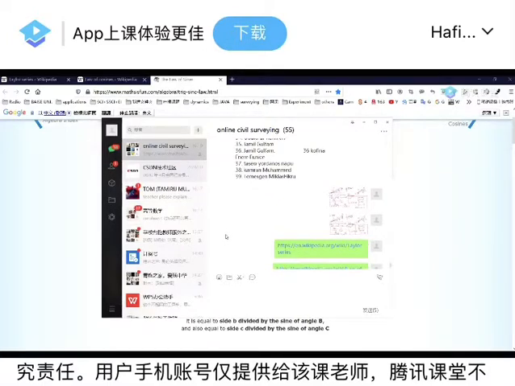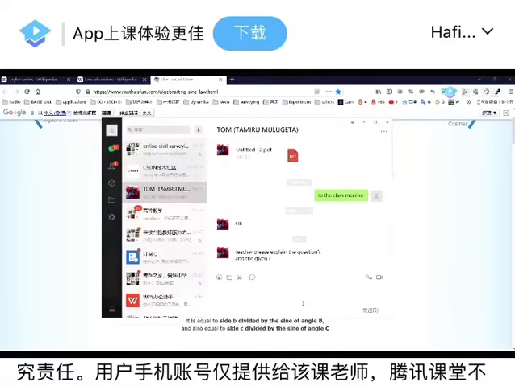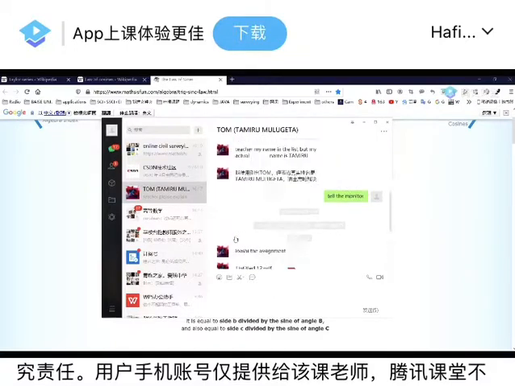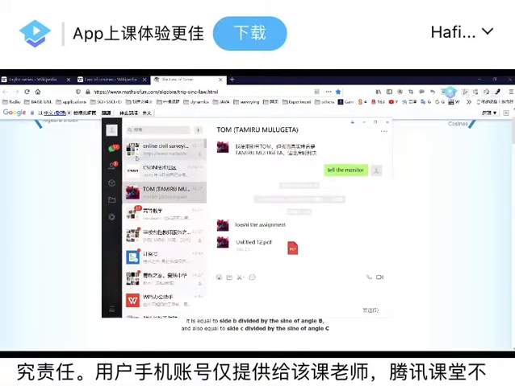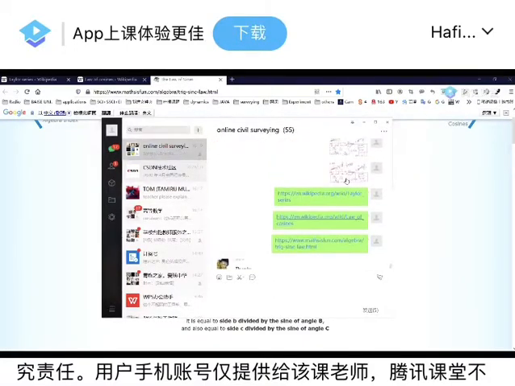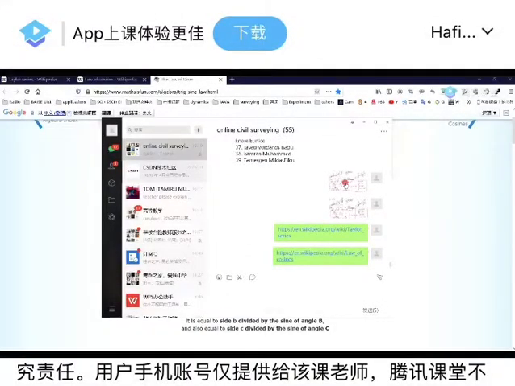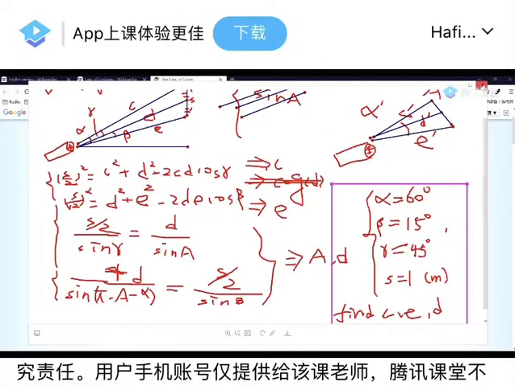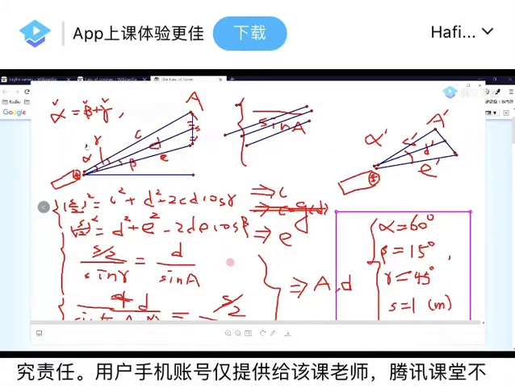Okay, let's continue. What is the question? I don't know whether I explained it or not. The question goes this way. Suppose alpha is given as 60 degrees, beta is given as 15 degrees, gamma is given as 45 degrees, and S is given as 1. Now, based on this information, please calculate C, D, and E. Okay, that's the whole question.